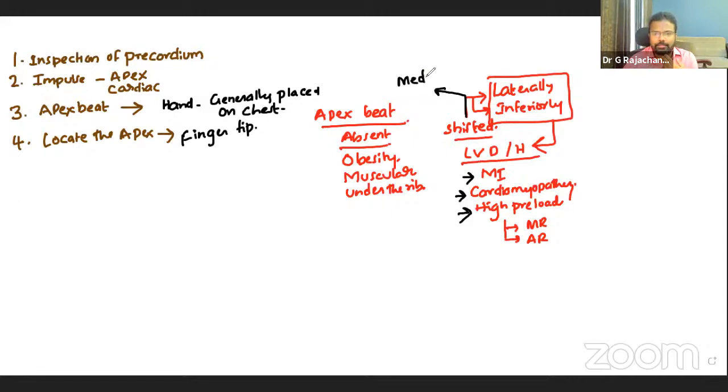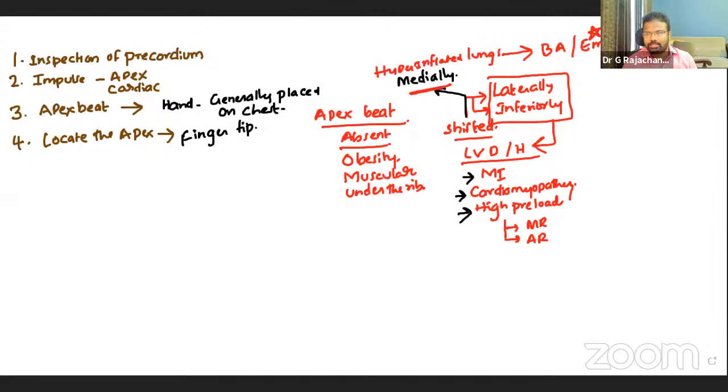Now we will also think about the occasions when it can be shifted more medially. The only possibility is hyperinflated lungs. With hyperinflated lungs, the apex will be shifted more medially. Hyperinflated lung, two examples: bronchial asthma, another one is emphysema. I think this is more familiar for students, I hope.